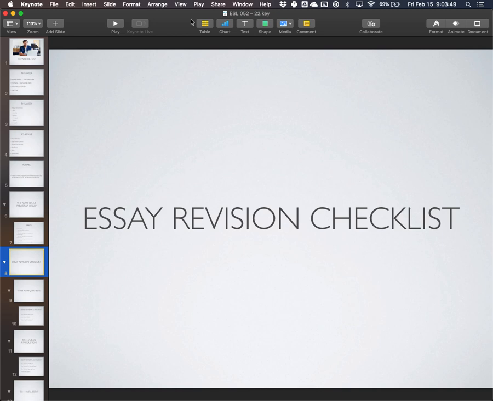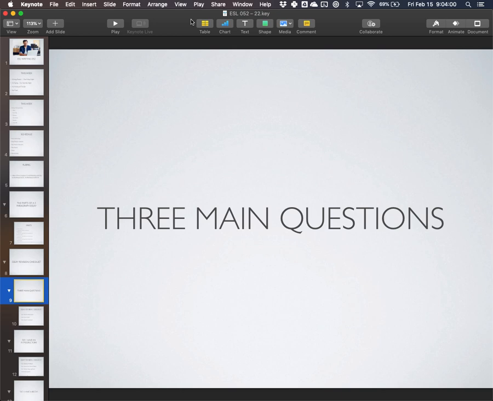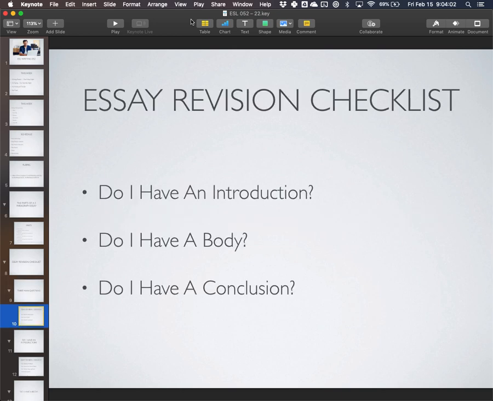So this is the key or important part that I wanted to talk about today: the essay revision checklist. So let's do it. There are three main questions that you need to ask yourself. Do I have an introduction? Do I have a body? And do I have a conclusion? Yes or no? Okay. Good. If you have all of those three things, that's a very good start. You have to have it. Without it, it's not an essay. You have to have all three. We're going to go through each one of these in more detail as we work through this checklist.